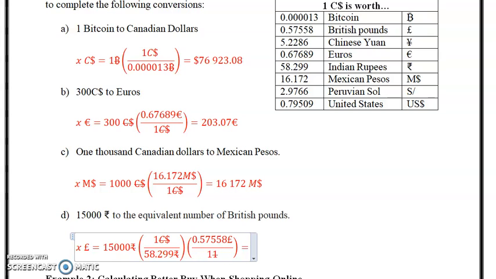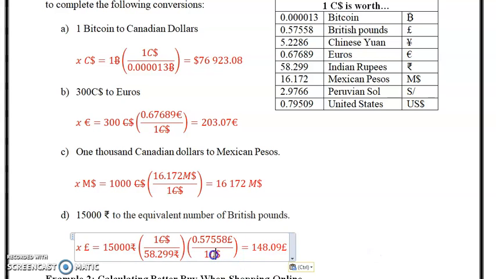148. Oh, I'm in the wrong spot, my apologies. And you get 148.09 British pounds. Now I see the dollars in there. And there you are.